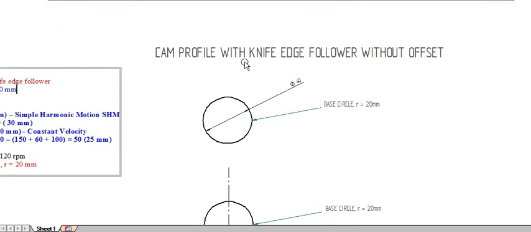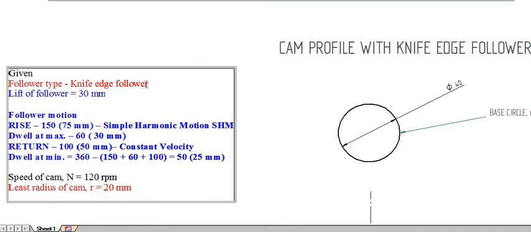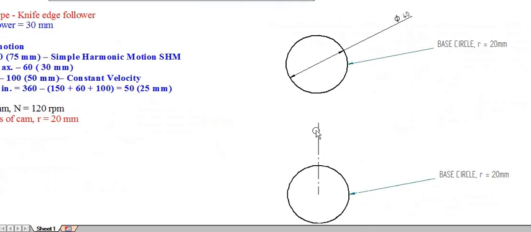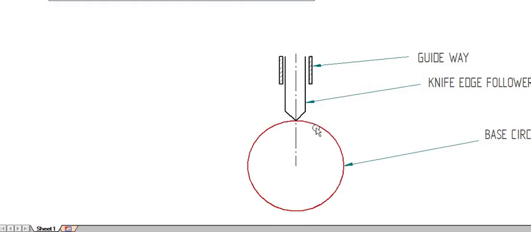And you have to show the type of follower. Here the type of follower is knife edge follower. It will be given in the question. So I am drawing my knife edge follower. This is my knife edge follower, and you should show the guide. Okay. After drawing the knife edge follower, we have to show the partitions for each type of motion.